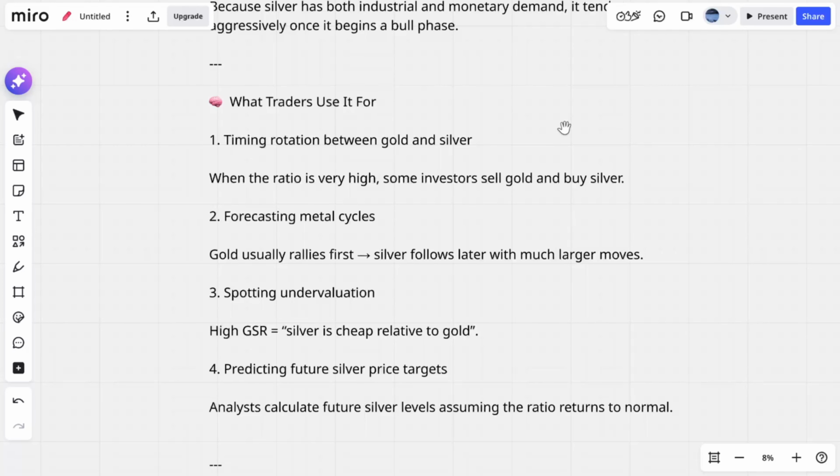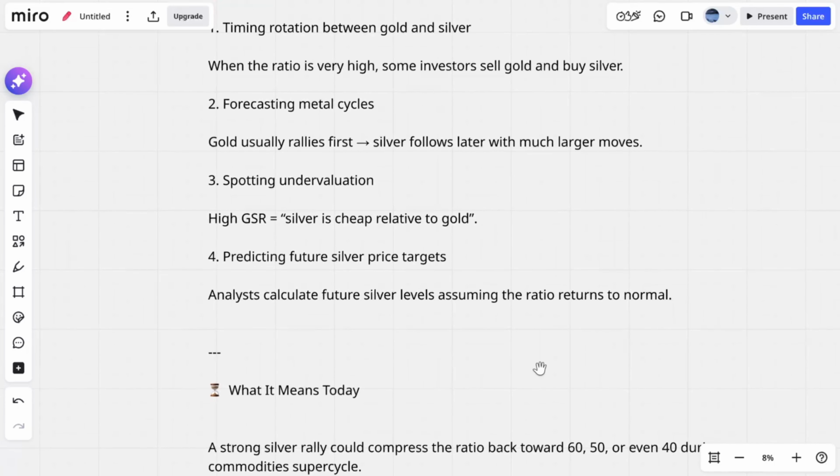Forecasting metal cycles, gold usually rallies first, silver follows later with much larger moves. The central banks have been buying gold, and they continue buying gold, and I think they're going to continue buying gold for the next 4 or 5 years. They don't look at the price of gold, they just continue buying. And what happens is silver follows later with much larger moves. Silver moves are usually quite parabolic.